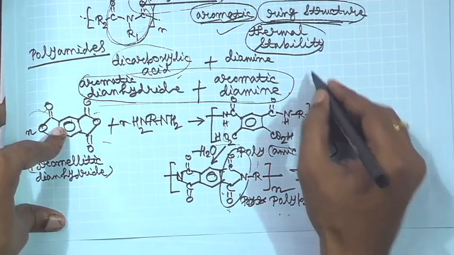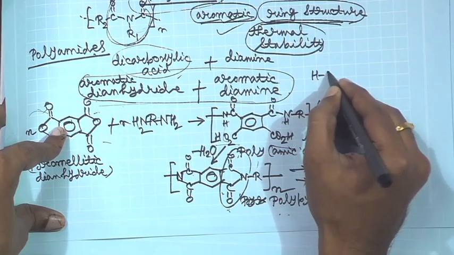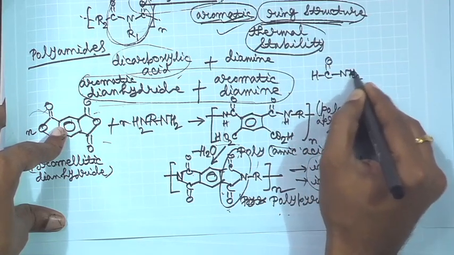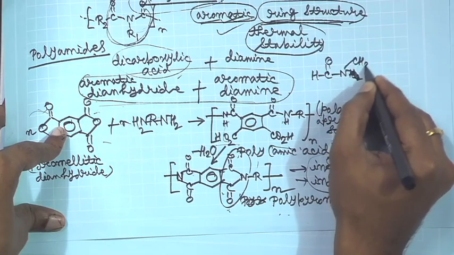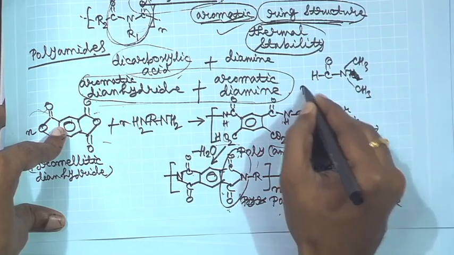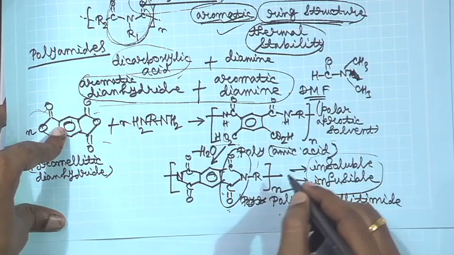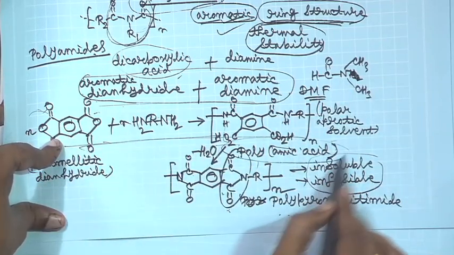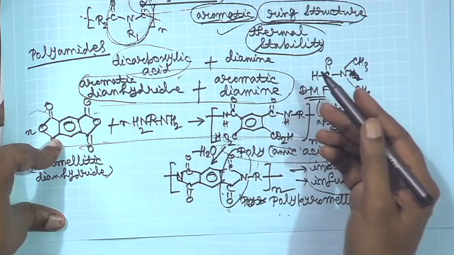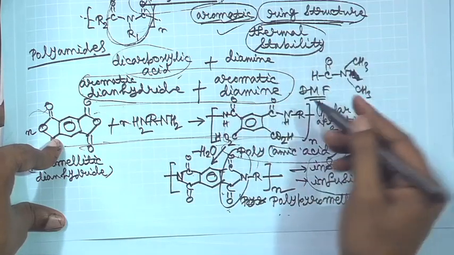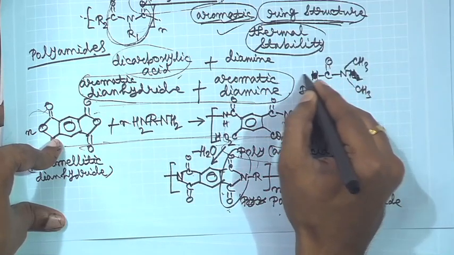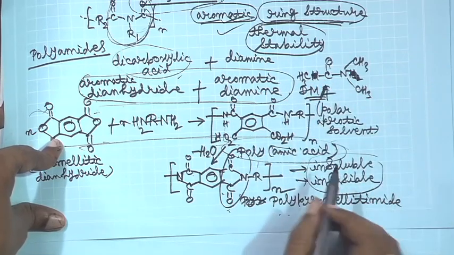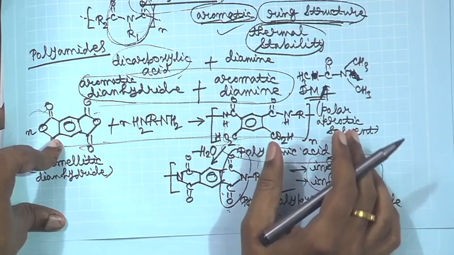So, in this case you can use dimethyl formamide. This is formamide. So, instead of these two hydrogens, if you have two methyl groups, that is dimethyl formamide, DMF, that you can use as a solvent for the preparation of polyamic acid, or you could use dimethyl acetamide. For acetamide it will have a CH3 unit. So, that will be dimethyl acetamide. Those you can use as the solvent.